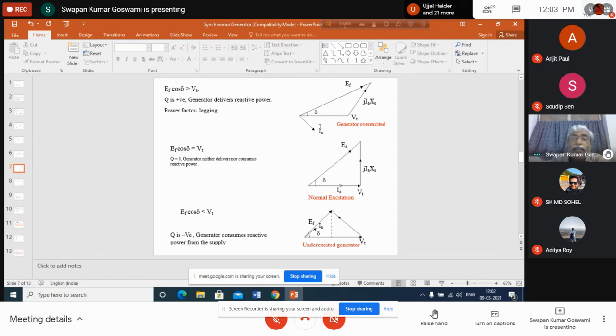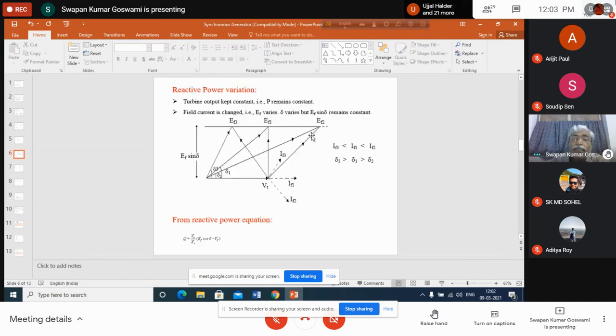Now what happened? You see that in this case, EF cosine delta is greater than VT. EF sine delta is constant always, but what happens to EF cosine delta? If you take the horizontal projection here, it is greater than VT. If EF cosine delta is greater than VT, what happens to Q? Q will be positive.